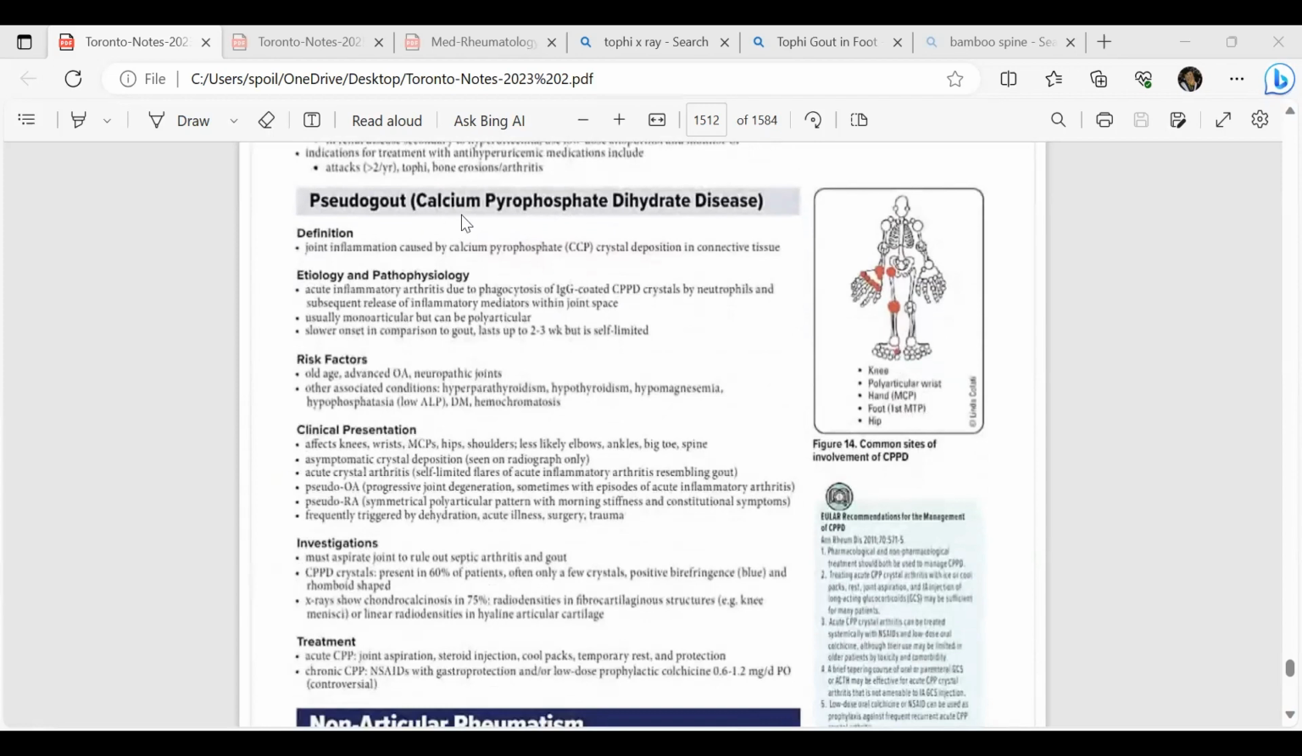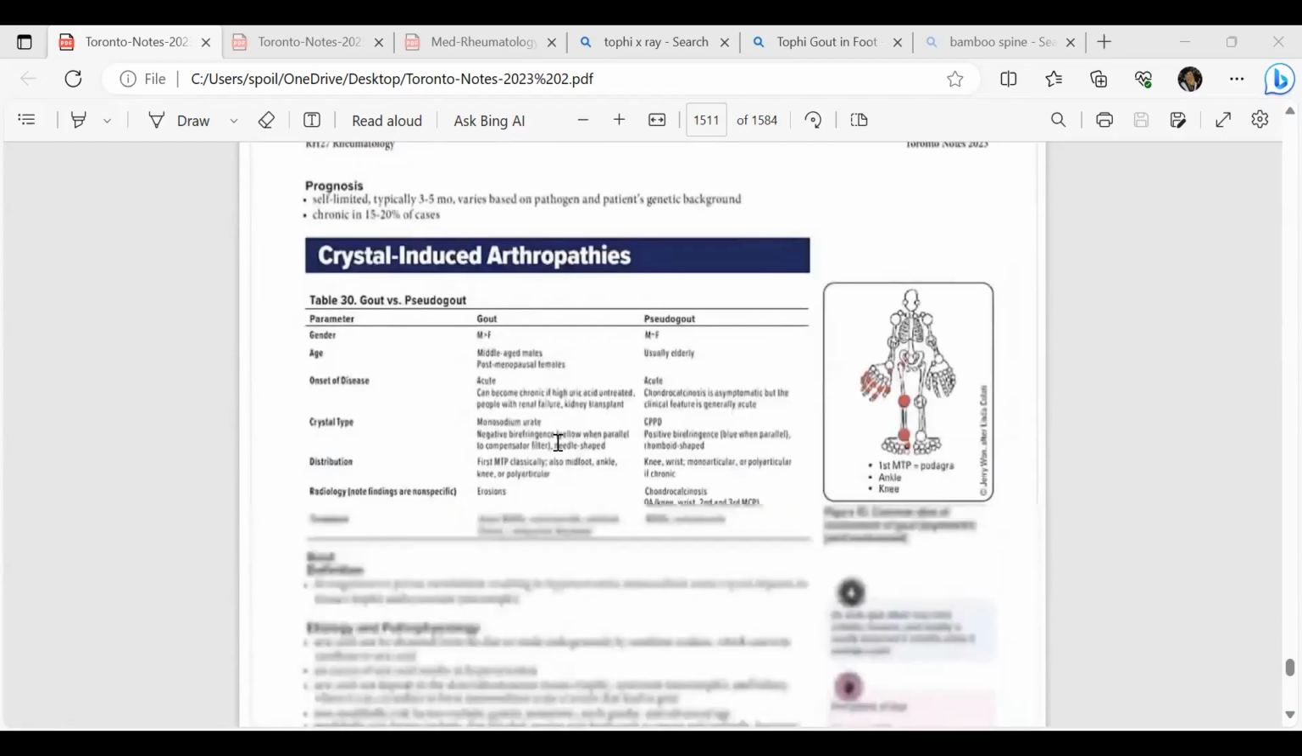Pseudogout is calcium pyrophosphate dihydrate disease: joint inflammation caused by calcium pyrophosphate crystal deposition in the connective tissue. The etiology and pathophysiology is acute inflammatory arthritis due to phagocytosis of IgG-coated CPPD (calcium pyrophosphate dihydrate) crystals by neutrophils, and subsequent release of inflammatory mediators within the joint space. It is usually monoarticular, but can be polyarticular.